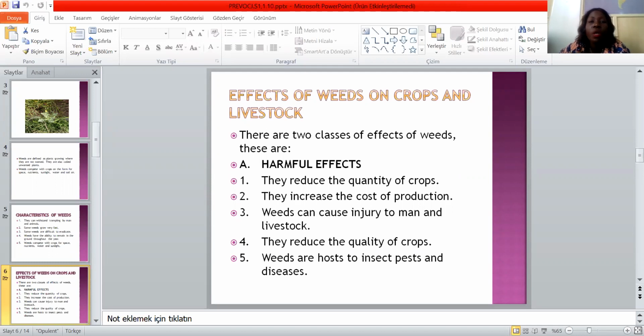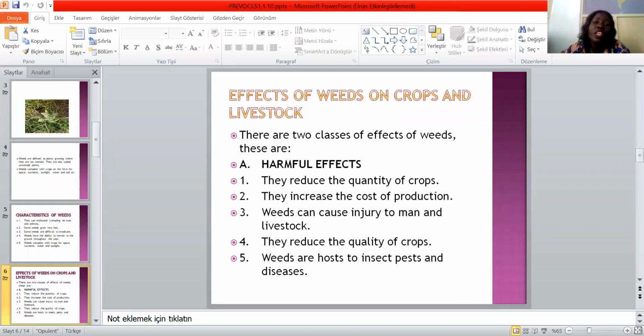Now, effects of weeds on crops and livestock. When we talk about effect, they are not only the bad aspects of weeds on crops. It can also mean the good aspect of it and the bad or harmful aspect of it. So we have two classes of effects of weeds. The first here is harmful effects. What are the damages or what are the havoc they wreak on our crops?